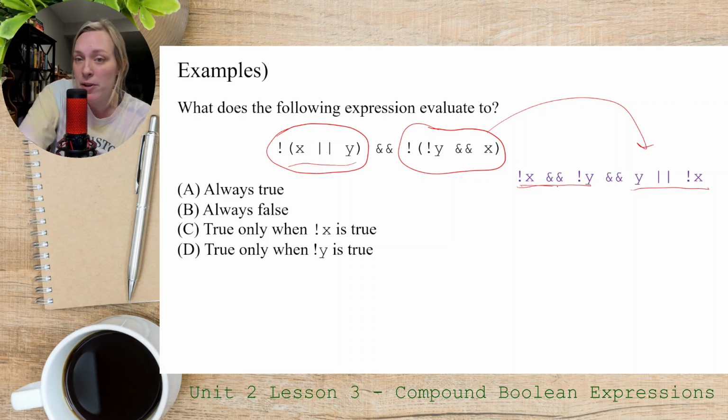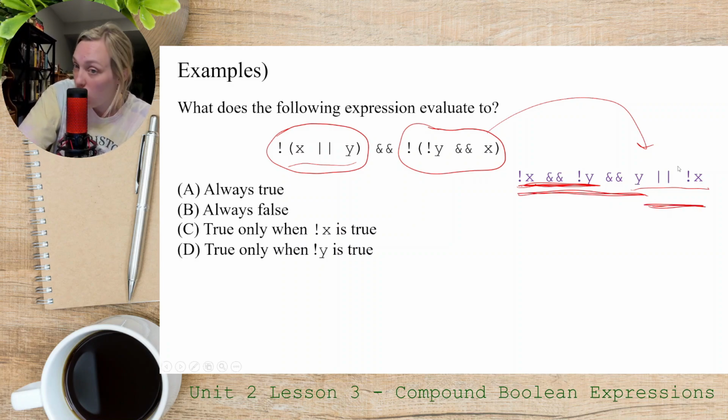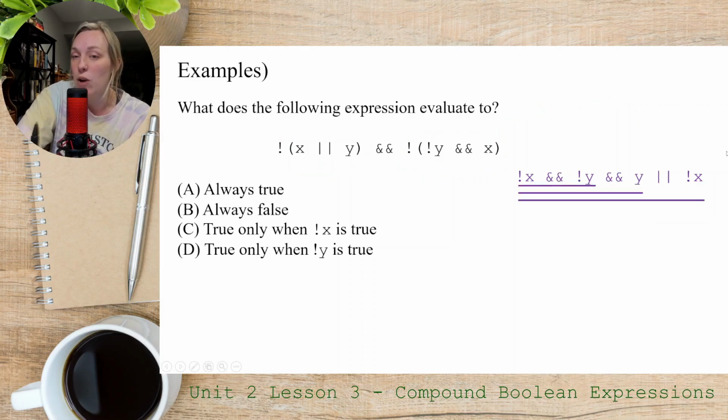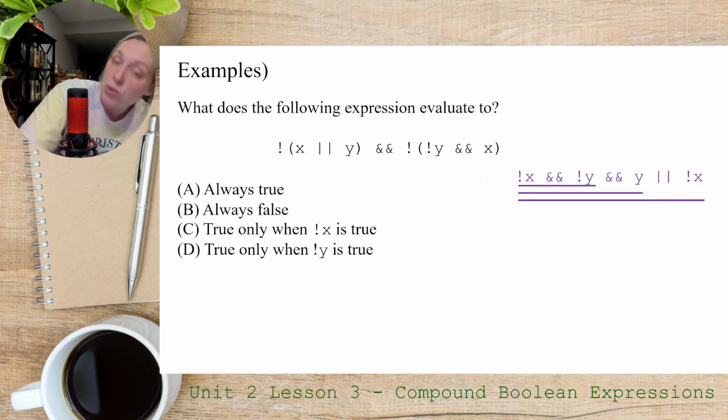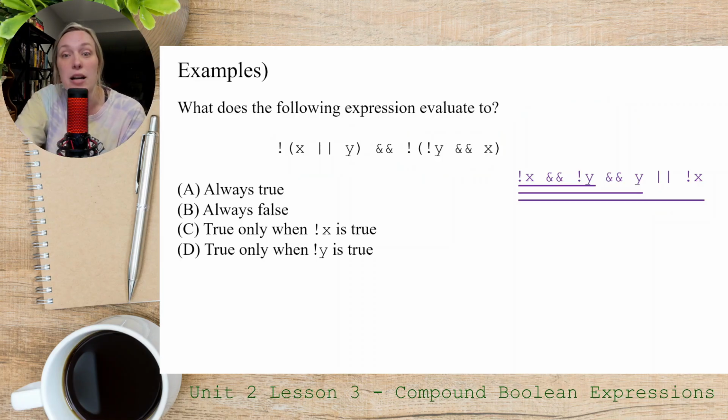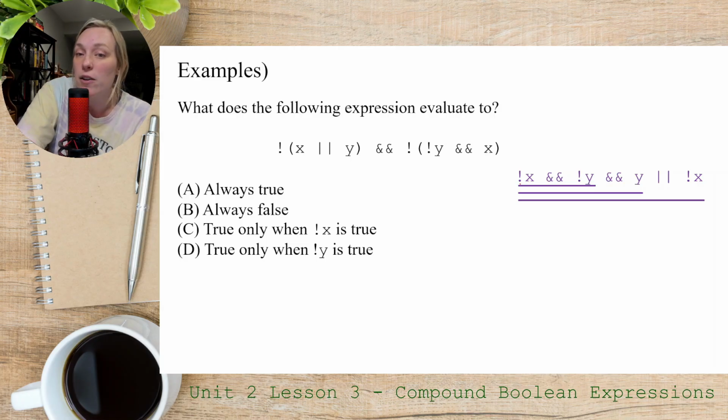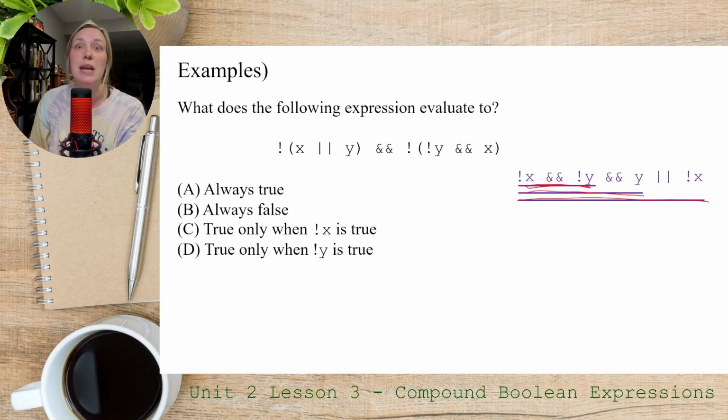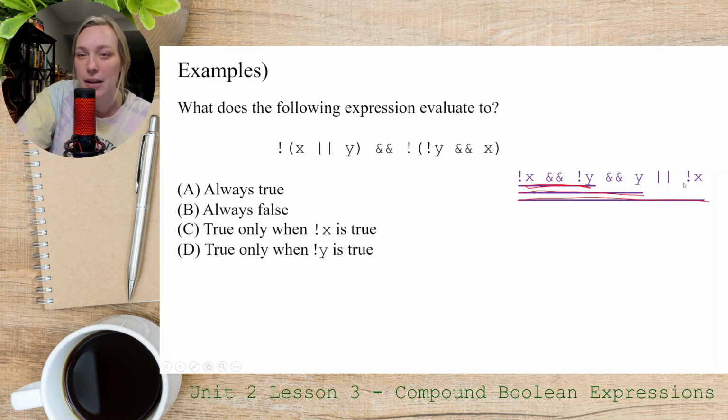Now, remember that in order of precedence, this evaluates first. Then this is going to evaluate, and then whatever that evaluates to then has the or not X with it. So I'll lay it out like that. When you set up your truth table, that's the order you want to set up the columns. You want to figure out X and Y in all combinations. You want to figure out what not X and not Y are. Then you want to figure out this expression, then this expression, then the full expression there.